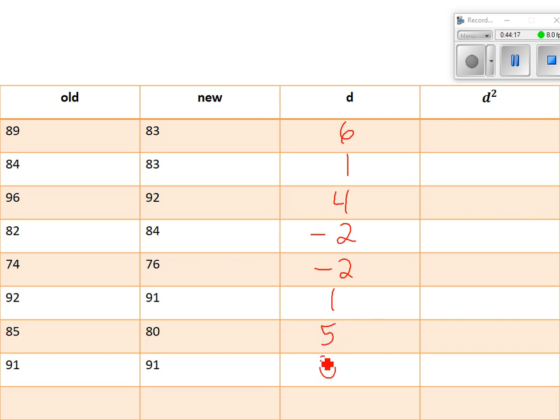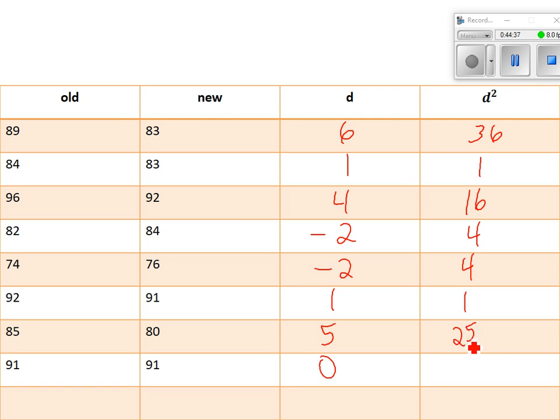Then to finish out the chart, we're going to have to do something down here, but to finish this part, you take each of those numbers and square them. What's 6 squared? 1 squared? 4 squared? Negative 2 squared? Positive 4. Negative 2 squared? 1 squared?